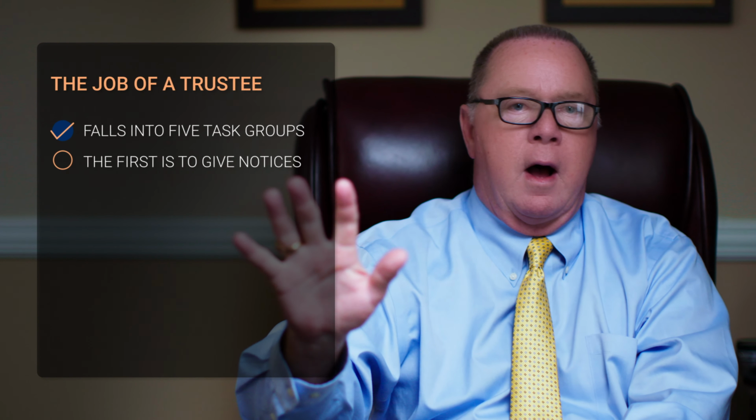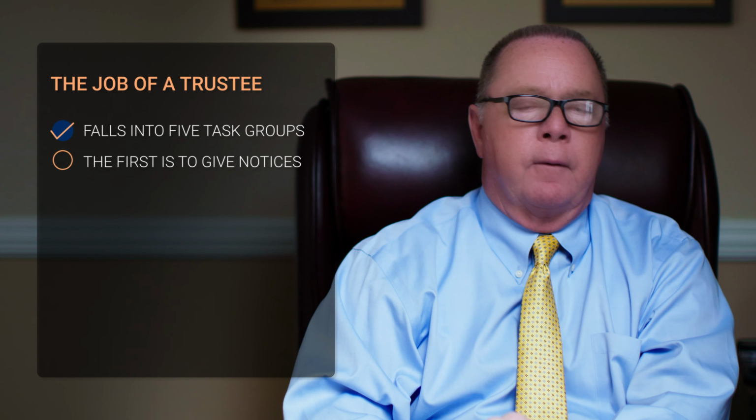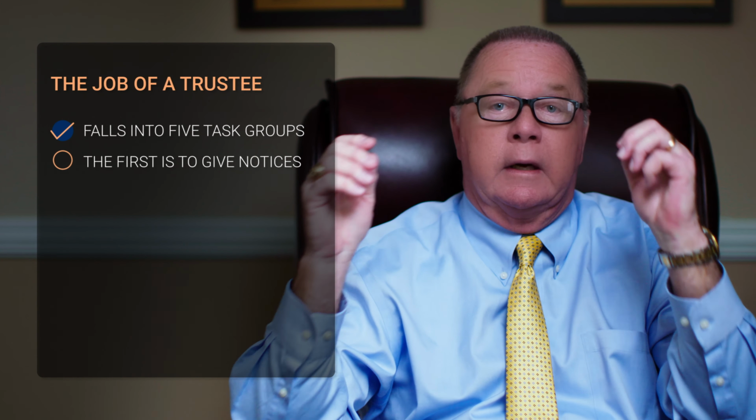The job of a successor trustee falls into 5 task groups. The first task group is to give all the proper notices. So we're avoiding the probate supervision of settling this trust, but there are rules on what has to happen, the administration of it, and one of the rules is to give notices to the people who are involved.